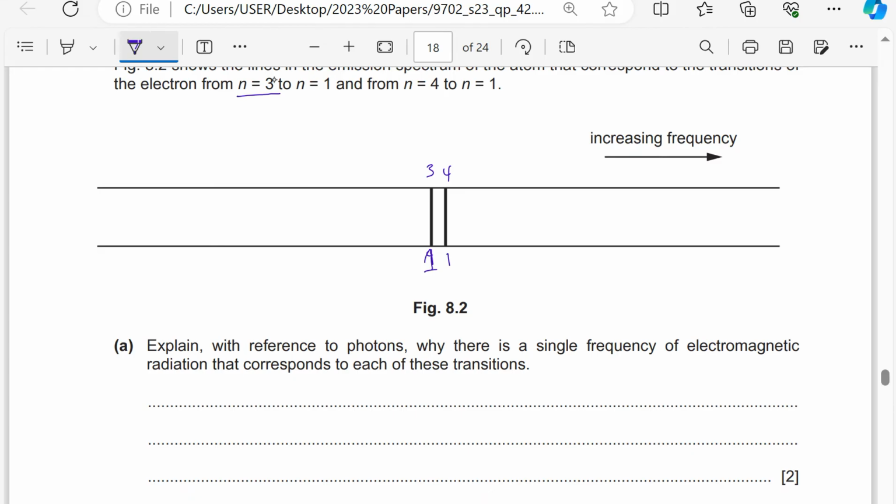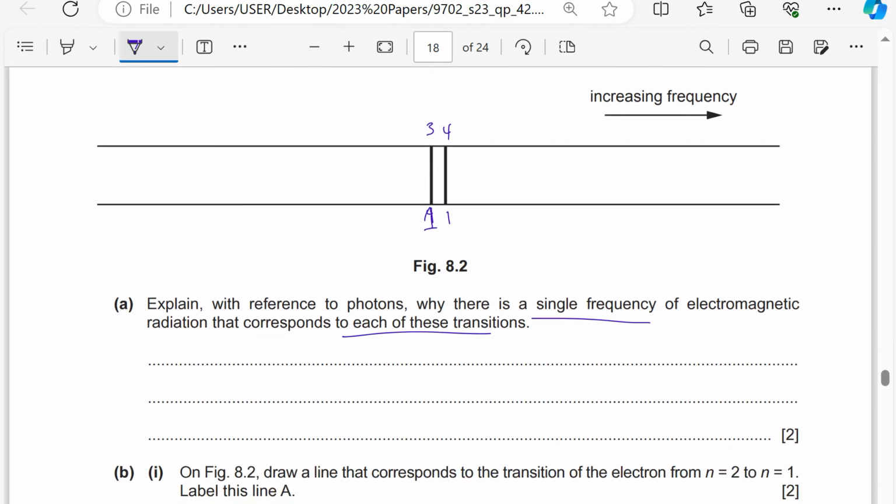Explain with reference to the photons why there is a single frequency of electron radiation that corresponds to each of these transitions. Of course, every transition emits just a single photon whose energy is equal to the difference between two energy levels. And each frequency of the radiation corresponds to the energy of the photon.